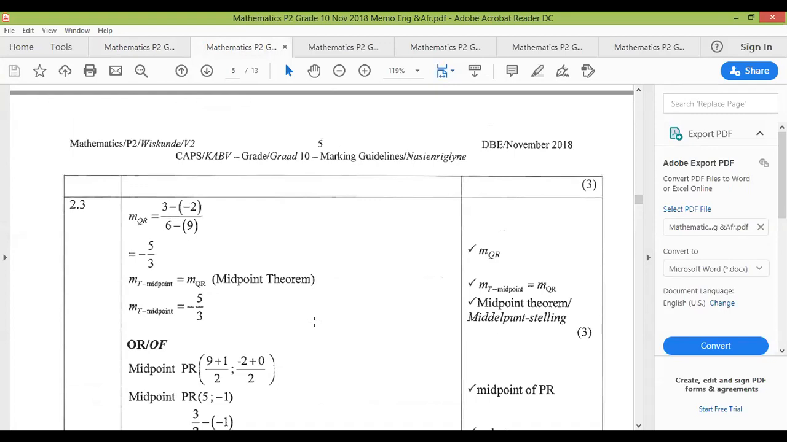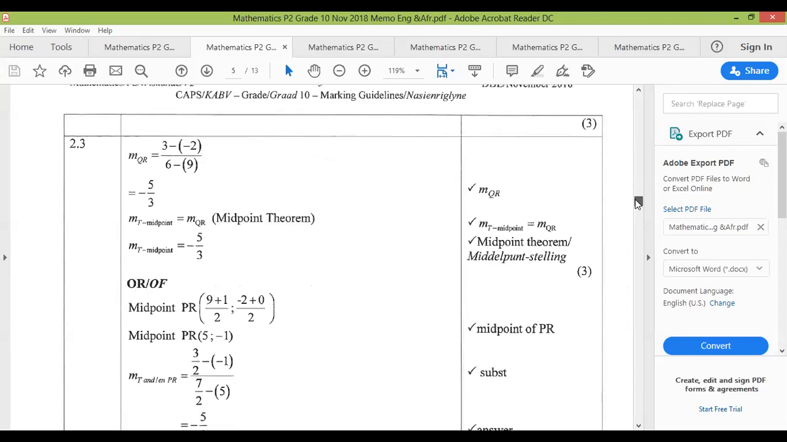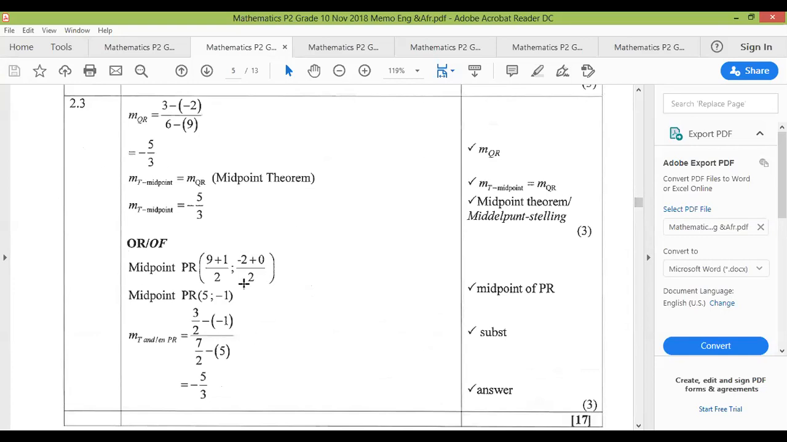Right. So basically, you're calculating the gradient of QR, and it's given by 3 minus open bracket minus 2, over 6 minus minus 9. Therefore, you'll get negative 5 over 3, right? Therefore, this is the midpoint theorem, right? This is how they got it. Or you can use this formula or this working. Still, this is the midpoint of PR. You'll still arrive at the very same answer, which is negative 5 over 3. The person that emailed me, I hope now you understand. I did not want to reply to you by email, but I thought maybe the majority of you are still confused with this one, you know.